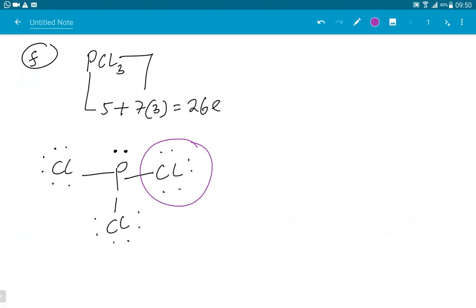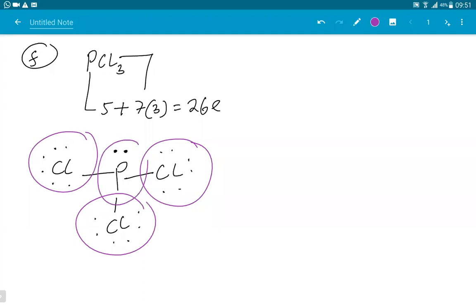Do you have 8 electrons on the first one? Yes, sir. Are we able to see? I've got 8 on the first, and then here, how many electrons do we have on the other chlorine? We have 8. And then this one, how many electrons do we have? 8. And then the one in the middle, the phosphorus in the middle, how many electrons do we have also? We have 8. It means you are done.